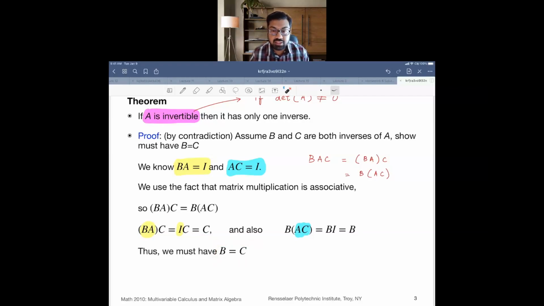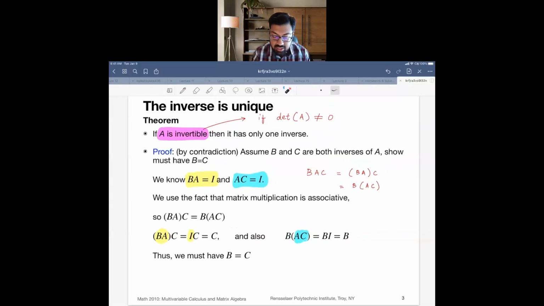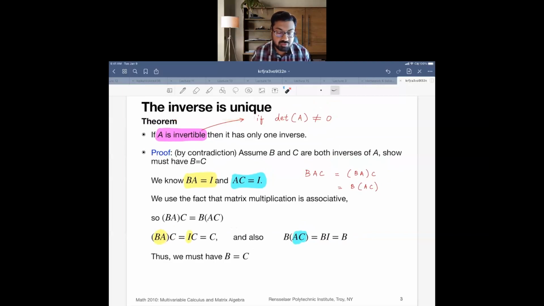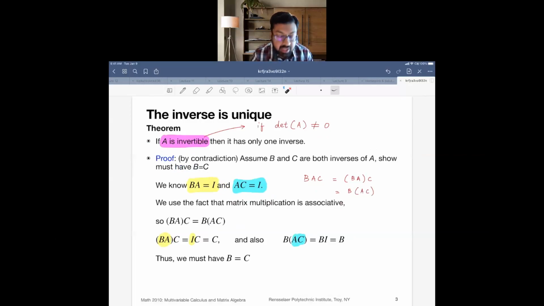So if you assume that there are two different matrices that are inverses of A, by using this proof, we have proved that both those matrices are exactly the same, which means by contradiction that the inverse of A is unique, provided A is invertible.